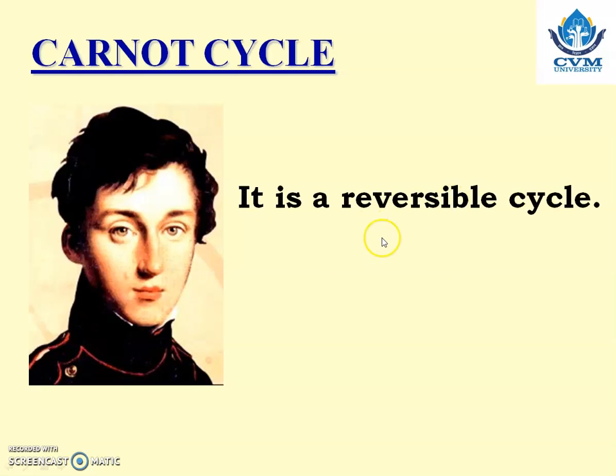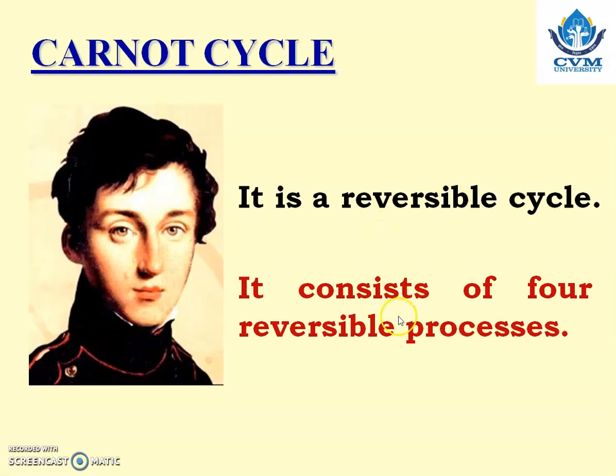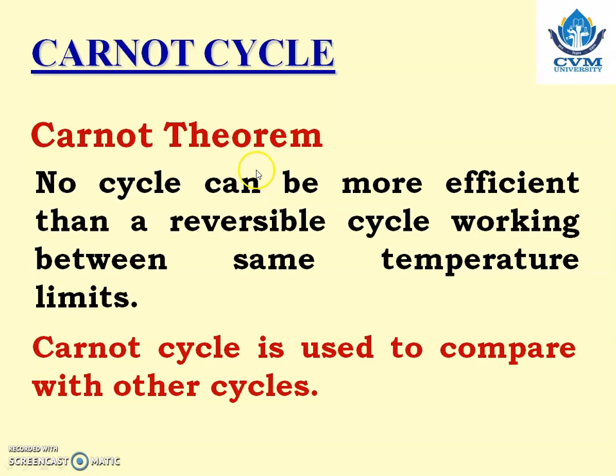It is a reversible cycle. It consists of 4 reversible processes. So the Carnot cycle is made up of 4 reversible processes, and due to that it is also a reversible cycle. Carnot theorem: no cycle can be more efficient than a reversible cycle working between the same temperature limits. And the Carnot cycle is used to compute or compare with other cycles.